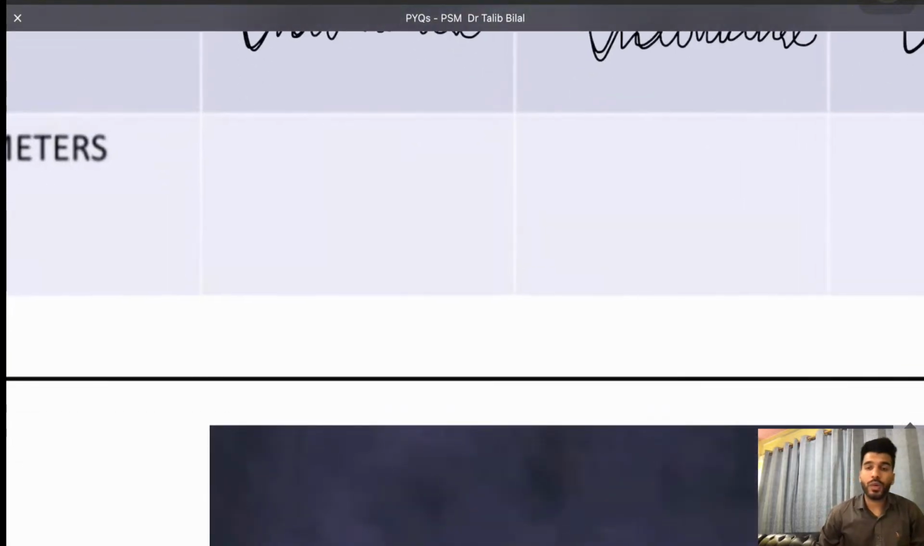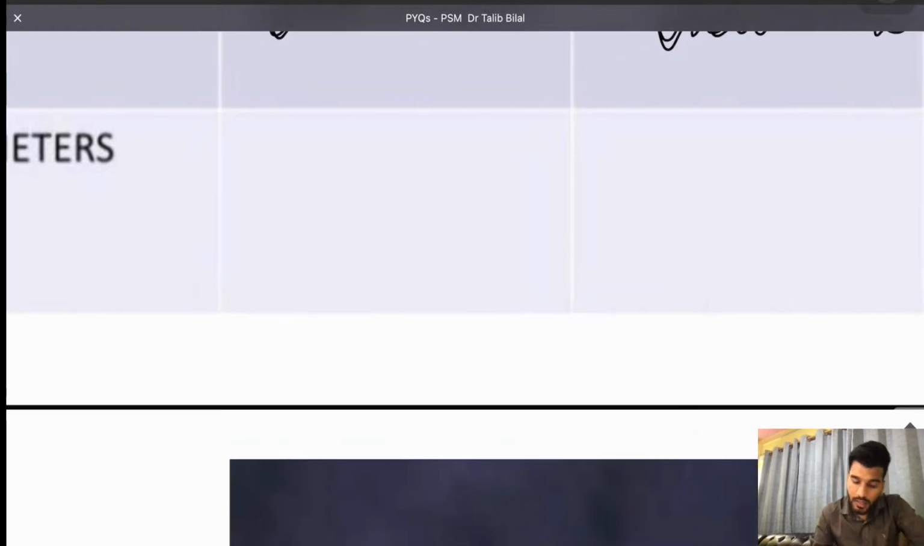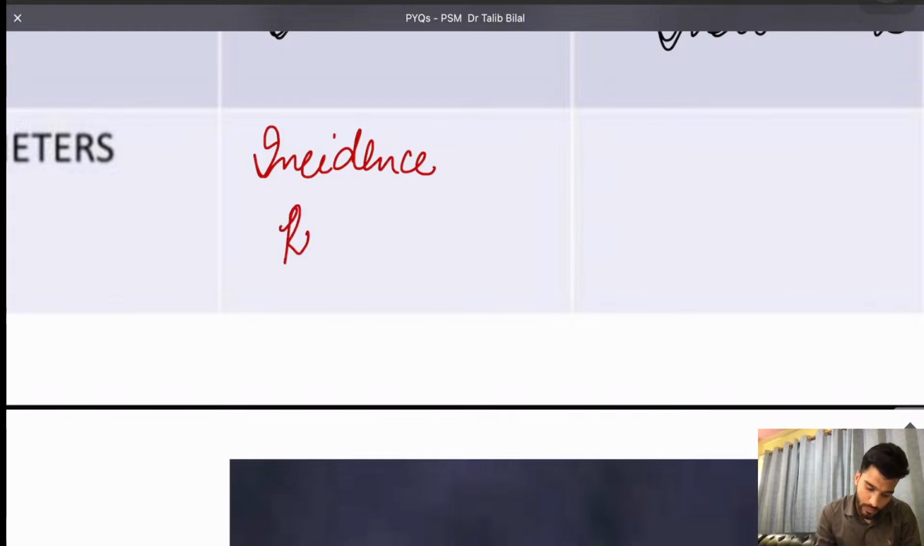Now the parameters: what are the parameters you are checking in a cohort study? With the help of these parameters, they will give you a hint which type of study it is. If I talk about a cohort study, what are the parameters? You check incidence. Okay, incidence is checked. You check relative risk.